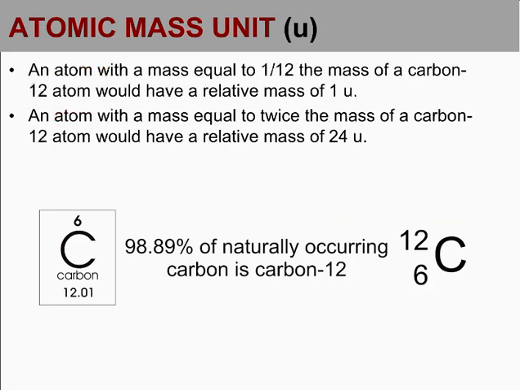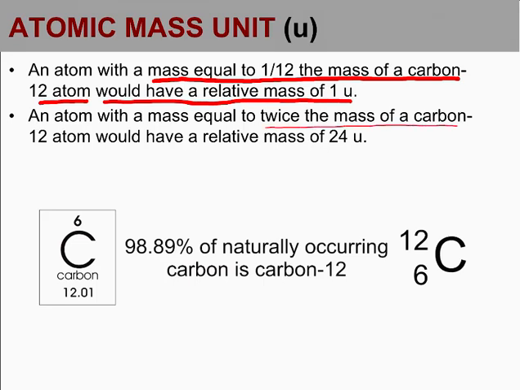So if we had an atom with a mass equal to 1/12 the mass of a carbon-12 atom, then that would have a relative mass of 1 U. And 1 U is actually equal to the mass of a proton or the mass of a neutron. Now, if an atom had a mass equal to twice the mass of a carbon-12 atom, that would have a relative mass of 24 U.